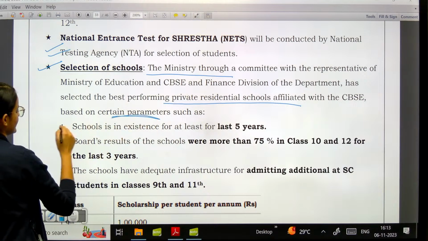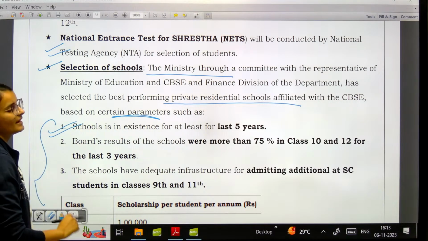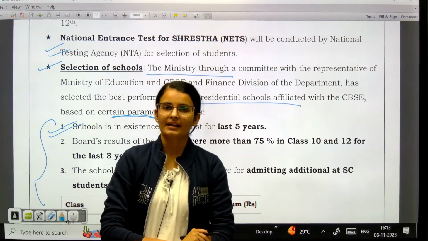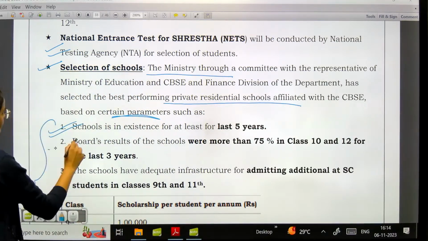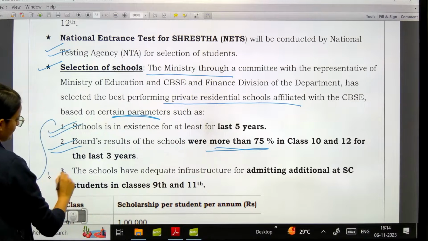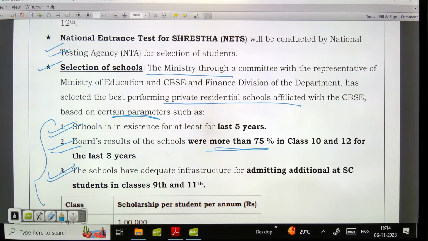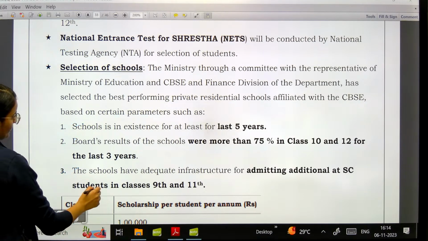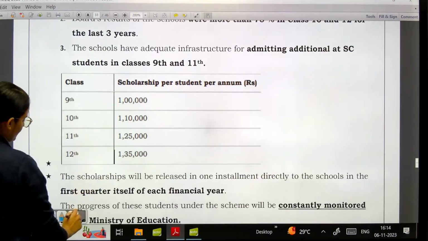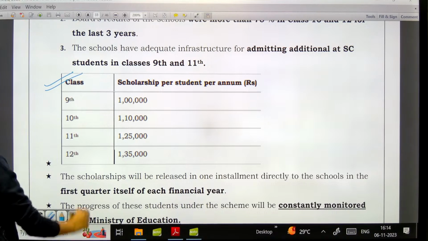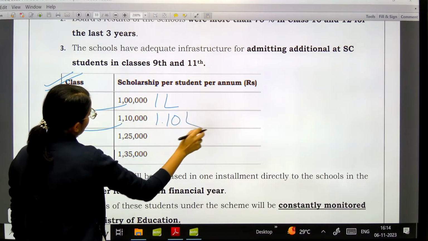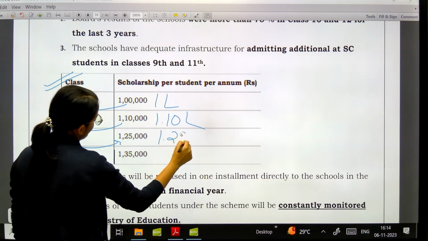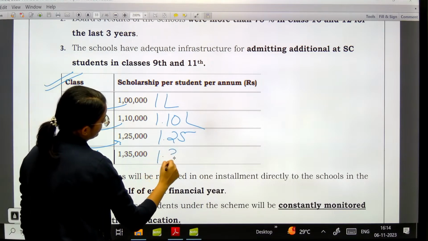Now what are the parameters? These are the parameters. First, the school should be in existence for at least 5 years, and in class 10th and 12th board, the result of the school should be above 75%, okay, in the last 3 years. And the school should have adequate infrastructure for admitting additional SC students in class 9th and 11th. Now what is the scholarship amount that is being awarded? For 9th class it is 1 lakh, for 10th class it is 1.10 lakh, for class 11 it is 1.25, and for class 12 it is 1.35, okay.